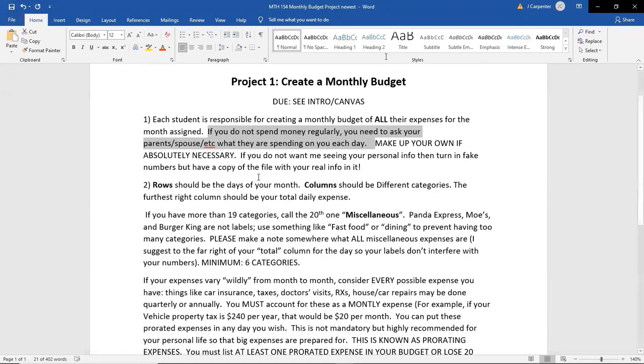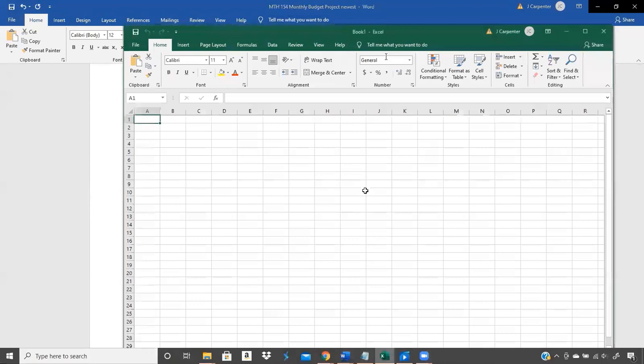Rows should be the days of your month. Columns should be your different categories. The furthest right column should be your total daily expense. Now remember, rows are horizontal, columns are vertical. You have to get this right.